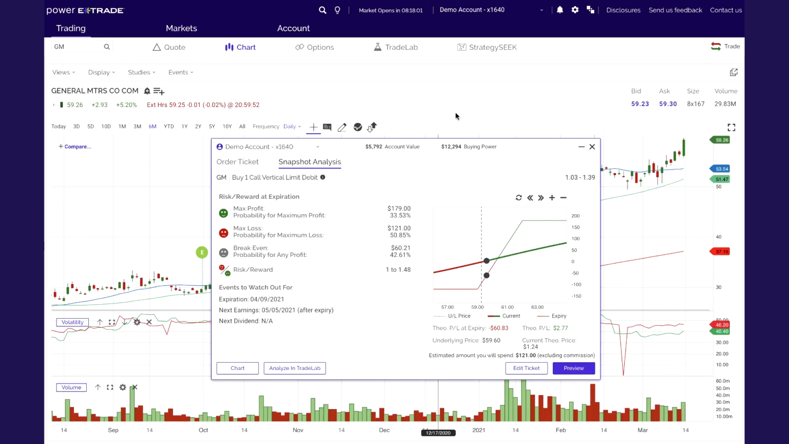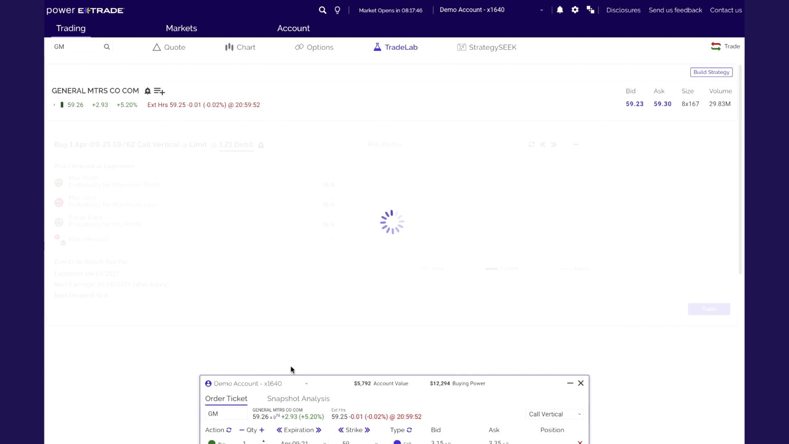For the second tool, let's pick up right where we left off. We left off this bull call spread on General Motors with the snapshot analysis. I want to go a little bit deeper into this, and in order to get deeper, I'm going to analyze this particular trade setup in TradeLab.